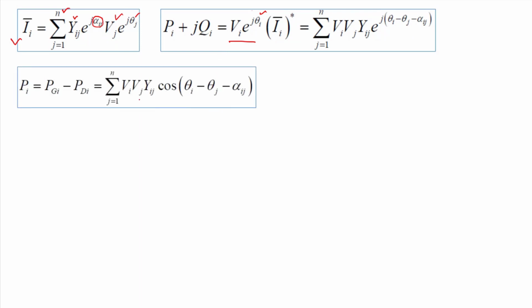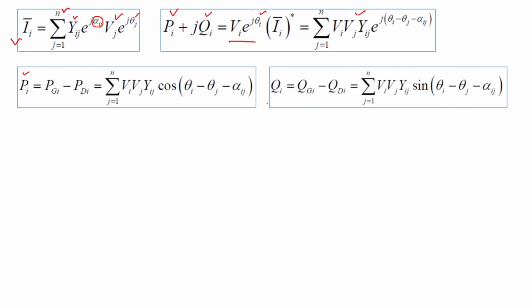Now I can segregate both real and reactive power injection. So your real power injection Pi is nothing but equal to Pgi minus Pdi. So that is equal to, if I segregate and consider the real part only, then it will become Vi Vj Yij cos of theta i minus theta j minus alpha ij, right? Similarly, I can write the reactive power injection equation, which is nothing but equal to Qgi minus Qdi.